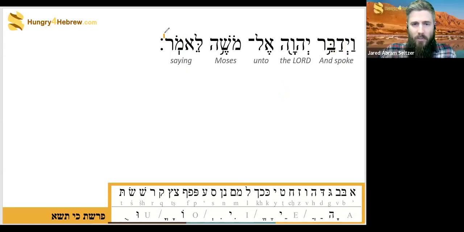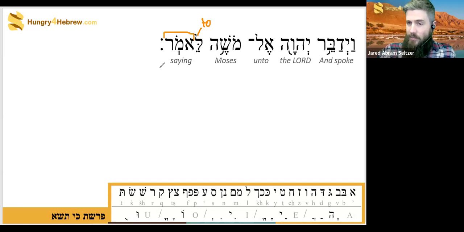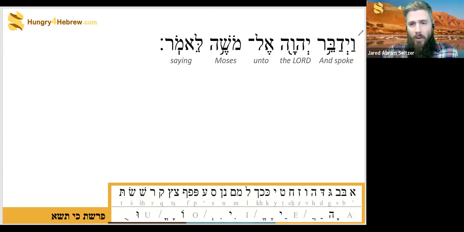What is the root of this word lemor? The lamed at the front means to. Amar has to do with saying, so to say or saying. Vayedaber has a vav and a patach at the front. That tells us what form the verb is. What form is vayedaber? Vav is and, correct, but with the vav and patach, it tells us something a bit more.